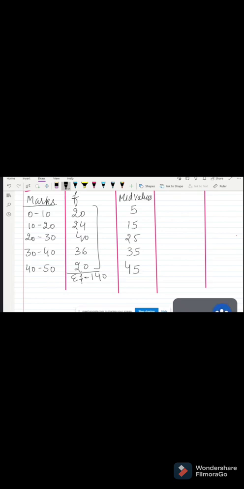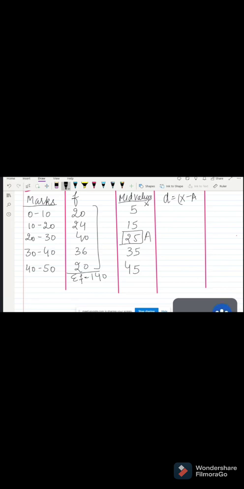And by the shortcut method you first find out the deviations, right? So how can you calculate deviations? The deviations can be found from mid values. This is our x, so mid values is our x. You can assume any value, but I am assuming here 25.